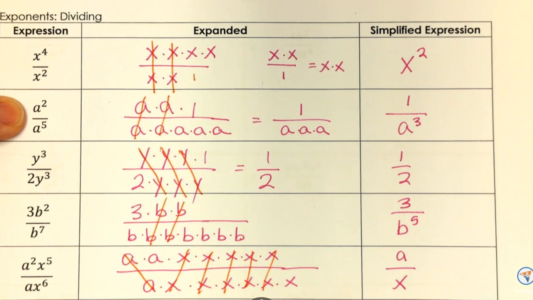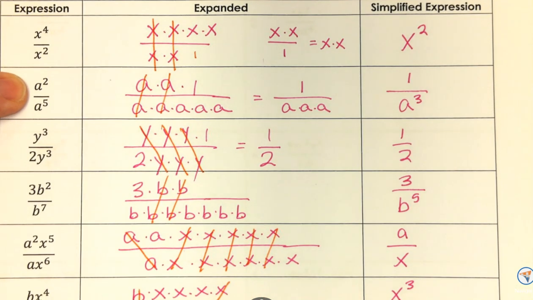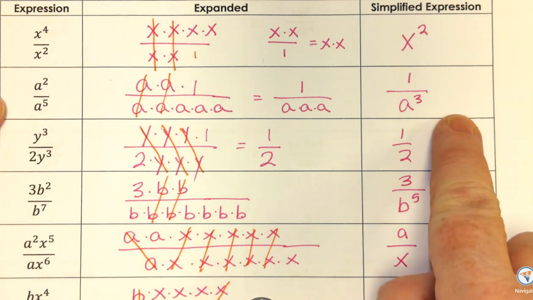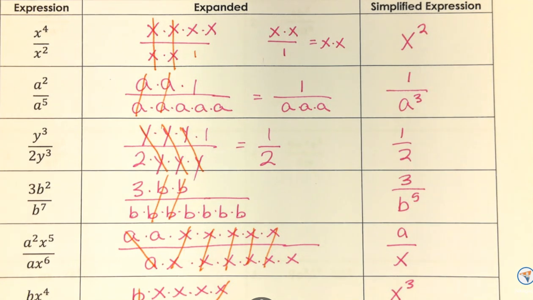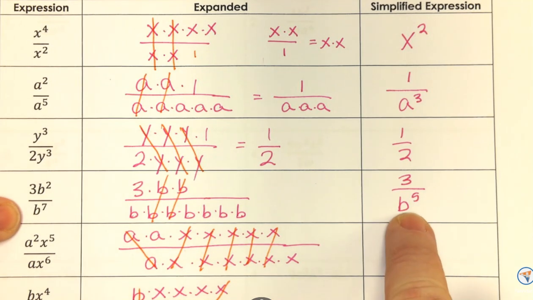Take a look at this one. If I look at this, it's this one, take away this one, right? But my answer ends up on the bottom. That's because there's more on the bottom than there were on the top. So it's kind of like you're having a little battle. Who has more? When you look at this, there's 7 on the bottom, 2 on the top. Well, the bottom's going to win, right? They've got 5. That's why the B's end up on the bottom.